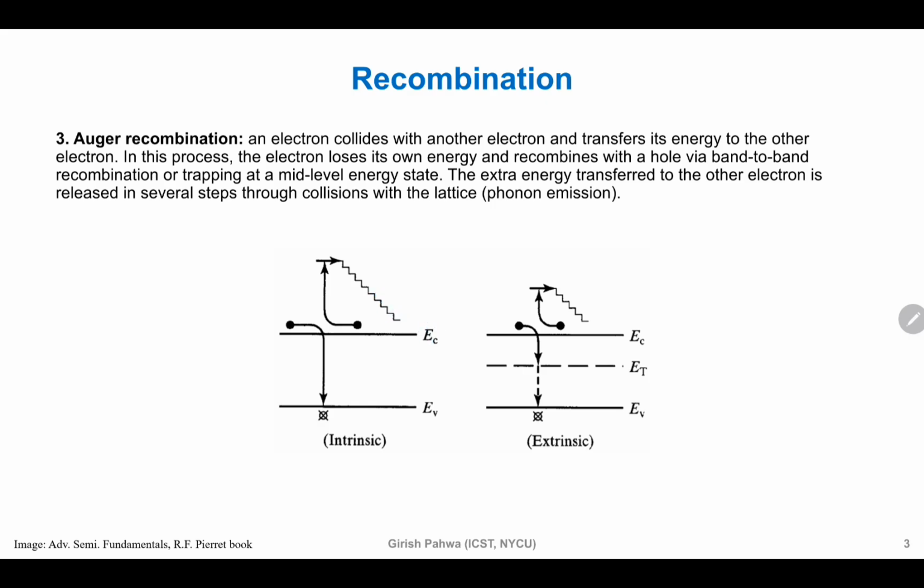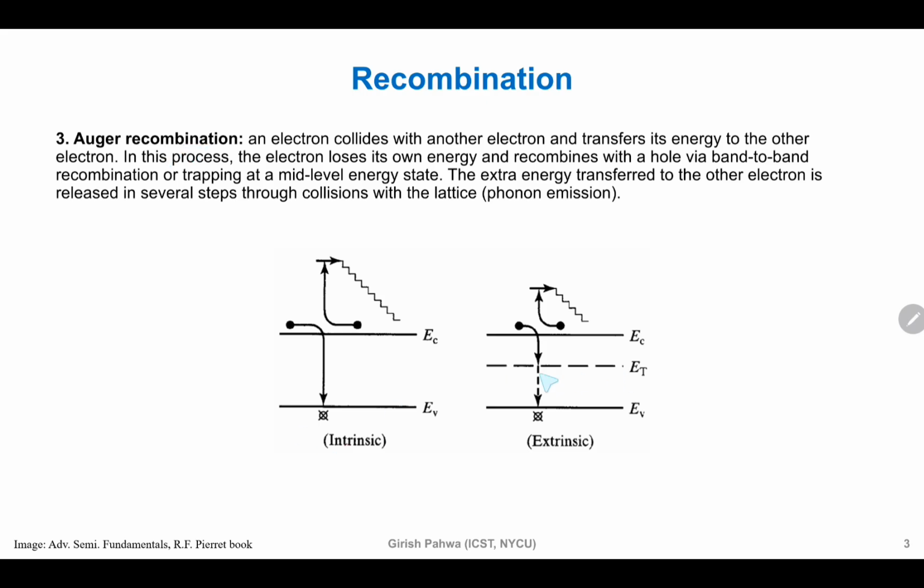And why is this a staircase, by the way? Staircase means it may not happen in one single process. It is happening in several steps. In one collision it releases some energy, then in another collision it releases more energy, then in another collision it releases more energy. So it releases that energy in various steps. Okay, so this is what is happening. This is the case when you don't have any mid-gap state. So this is intrinsic Auger recombination.